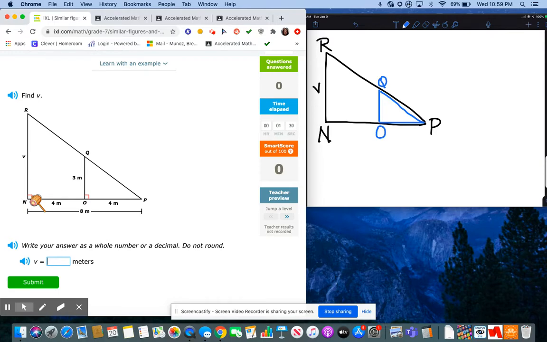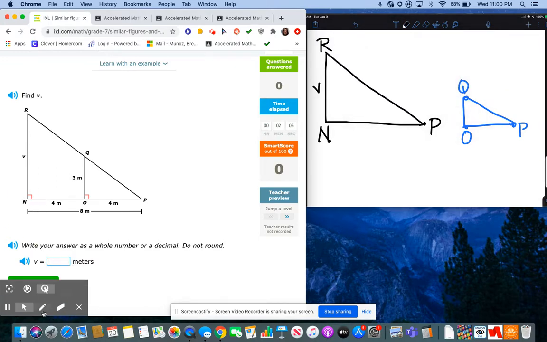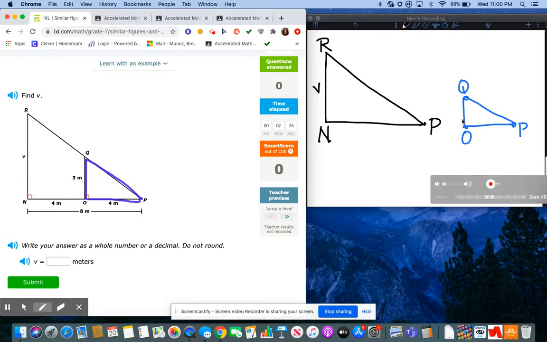Now I'm going to get this little triangle out, so you see it better, and draw it right here. So this is the Q, the dot here, O, and this is P also. I'm going to erase this one so you only see the two triangles. This little triangle is inside of the larger triangle, and I got it out of the large one.